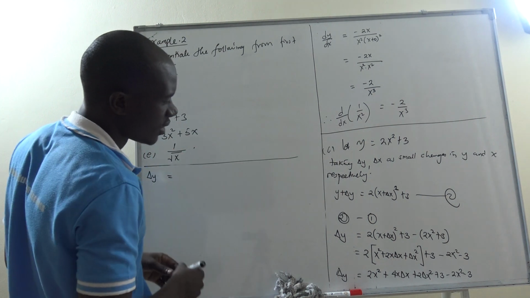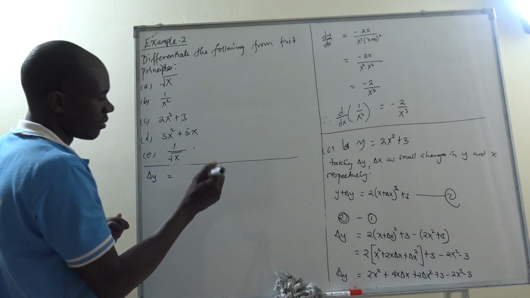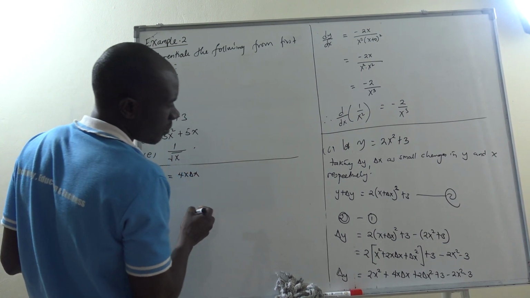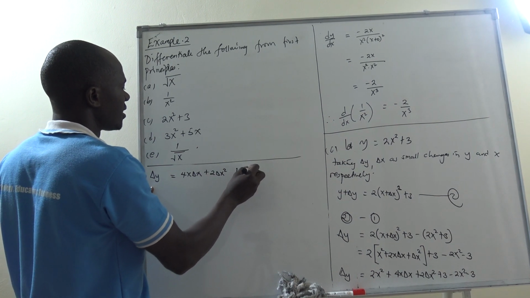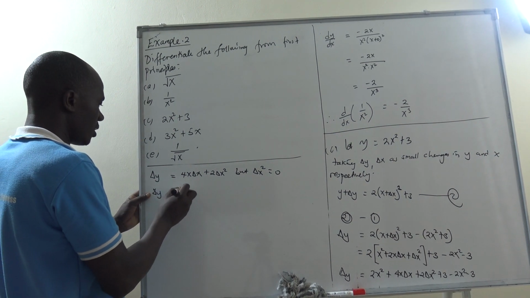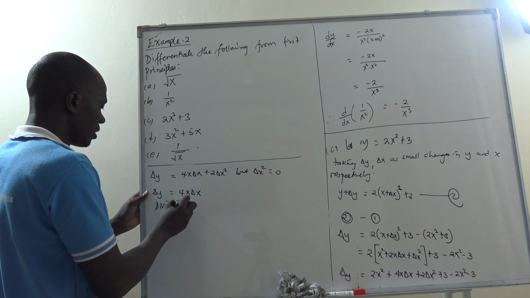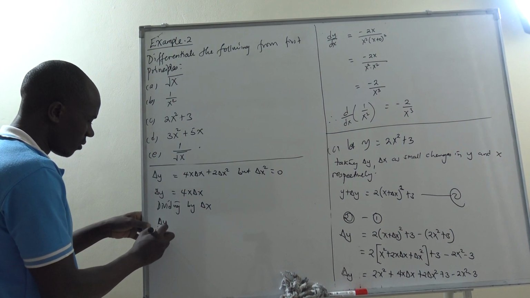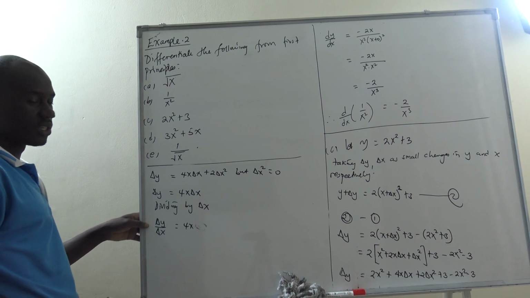2x squared goes, and we say that delta x squared is equal to 0. So we are remaining, you can say this is 4x delta x plus 2 delta x squared, but a small change squared is equal to 0. So we are remaining with delta y equals 4x delta x. Then you can say dividing by delta x. So can we divide by delta x? You are getting delta y over delta x, which is equal to 4x. We are dividing, that means delta x has disappeared.